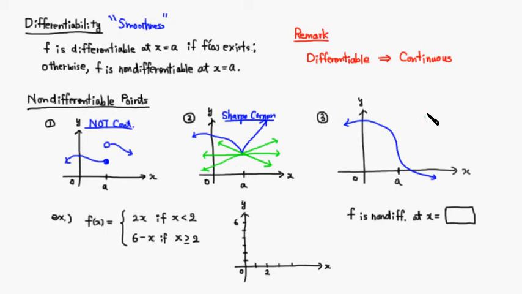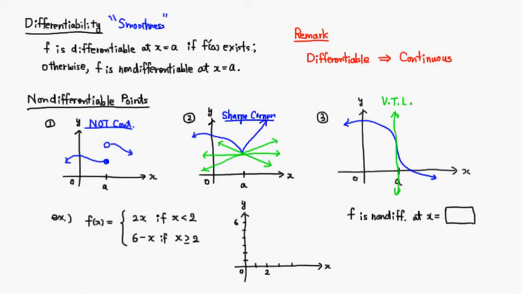Another one is, even if the tangent line exists, if the tangent line turns out to be vertical, like that, remember that a vertical line has undefined slope, which means the derivative is undefined, so the derivative can't be there. Therefore, it's not differentiable at x equals a if you have a vertical tangent line there.